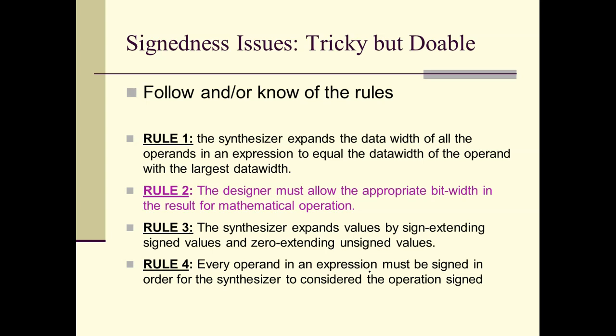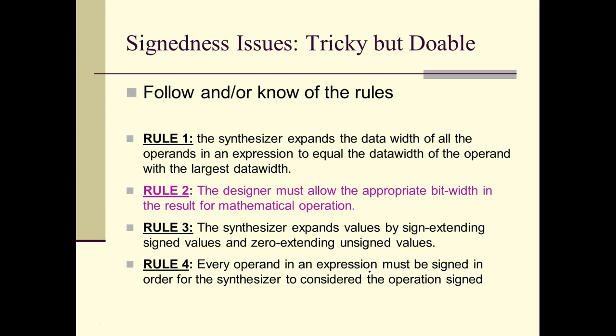So the second rule, I made it purple because it's actually a requirement of the designer. The designer must allow for the appropriate bit width of the signals. For example, if you add two 10-bit numbers, you're going to get an 11-bit result. If you don't allow for that, your answer is going to be wrong. Now, Verilog is really good at some things, but it still relies on you to provide adequate data widths. It's hardware, so you're always trying to keep the data width as small as possible to get the job done, but you absolutely have to make sure you leave enough bits for the result.